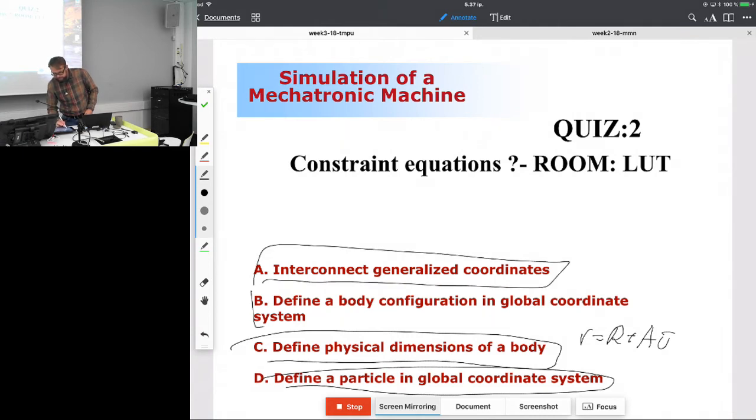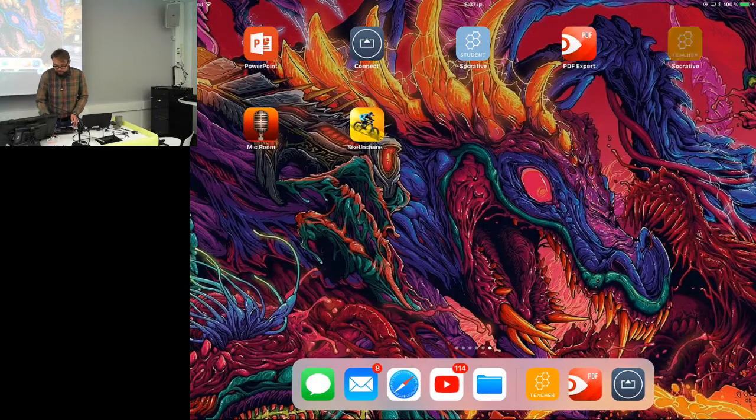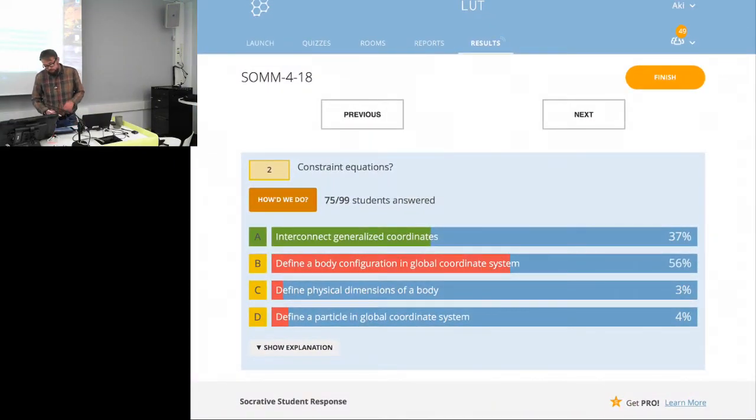So this is a correct answer. Define the body configuration in a global coordinate system? Not really. But there is a little bit of sense in this, because if we have a system with 0 degrees of freedom, then you can solve the configuration based on the generalized coordinates and constraint equations. So maybe I will give you points if you answer A or B. It's still not 100%, but the correct one is A.